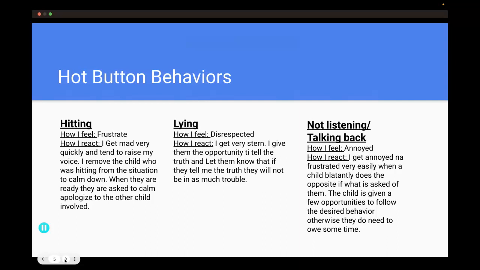And the last one is not listening and talking back. This is one of my more annoying hot button behaviors for me. I work with 4-year-olds, and the word no, or just the blatant wanting to do the opposite of what I ask them to do, just really gets under my skin, and I'm sure for a lot of other teachers as well. I tend to get very annoyed and frustrated easily when a child does this. The child is given a few opportunities to follow the desired behavior, otherwise they do need to owe some time or be removed from the center for a little while if they do not want to do what is asked of them, or if they are just blatantly being disrespectful or disobedient.